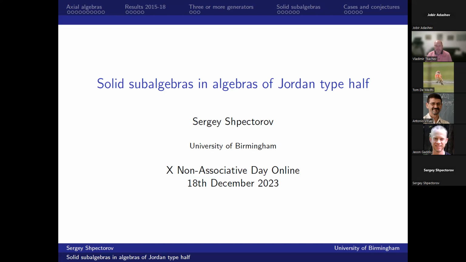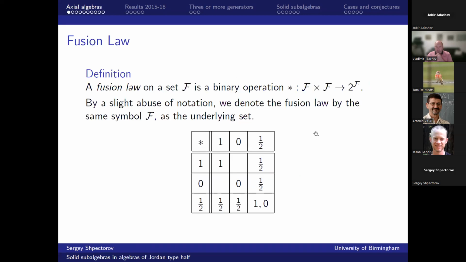Okay, so I will be talking about algebras of Jordan type half and about a special property of the subalgebras in these algebras. And I'll have to repeat quite a bit of what Tom already told you, but I'll go through those parts quicker. I think it might be good for you to have a second look at some of the definitions.